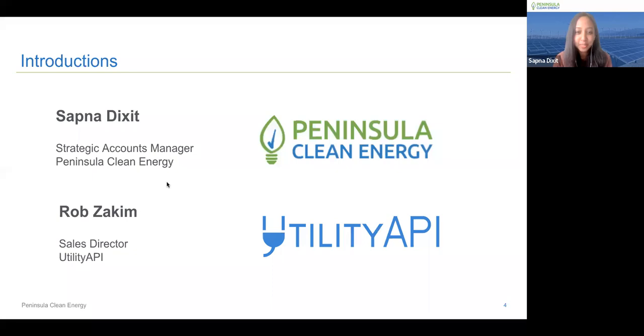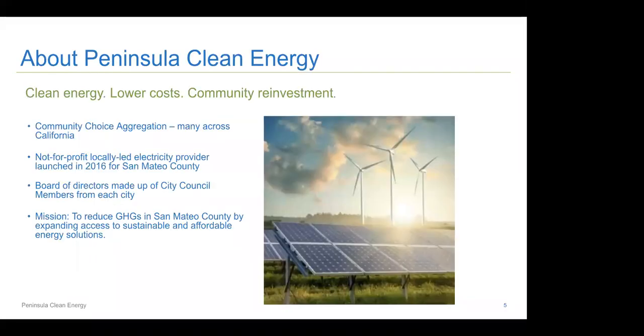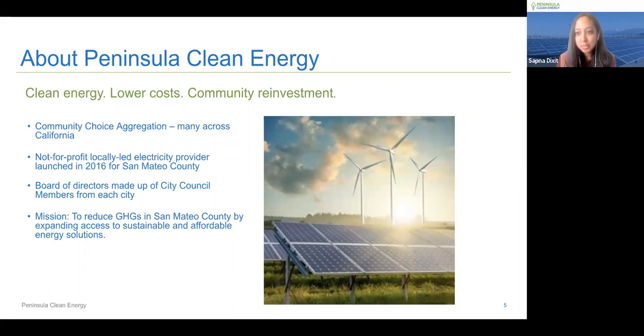Great. Thank you, Rob. Before we get into it, I just wanted to do a really brief overview of Peninsula Clean Energy. You all might be familiar, but I wanted to do a quick introduction. We are what's called a community choice aggregator. Our role is being the default electricity provider for San Mateo County in the Bay Area. This kind of business model is growing across California. We're a not-for-profit public agency, and our service area is San Mateo County, which has 20 cities and the unincorporated county. Those are the areas that we serve.